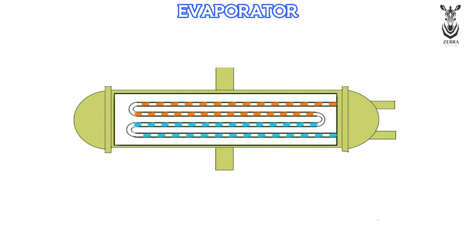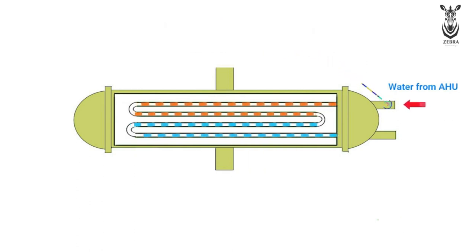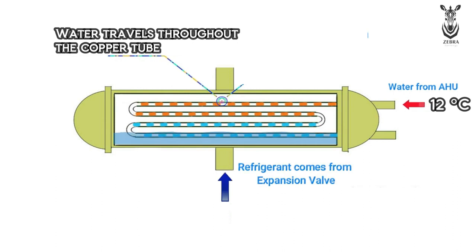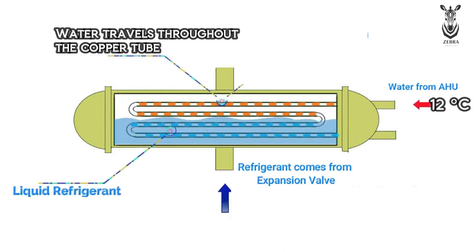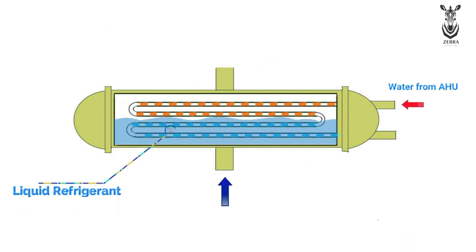The evaporator is also similar to the condenser. In the condenser, the water from the cooling tower enters through the coil. But in the evaporator, the water from the AHU enters through the coil. The water from the AHU will enter the evaporator at 12 degrees Celsius and travel throughout the coil. The refrigerant that comes in cold from the expansion valve surrounds the coil inside the evaporator.